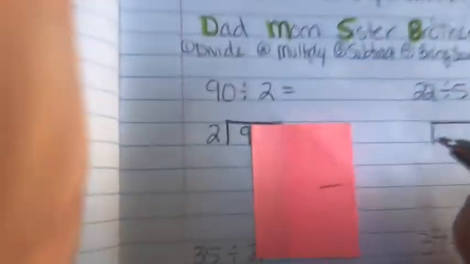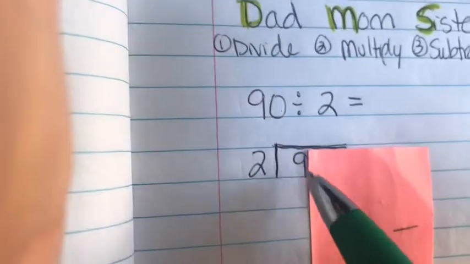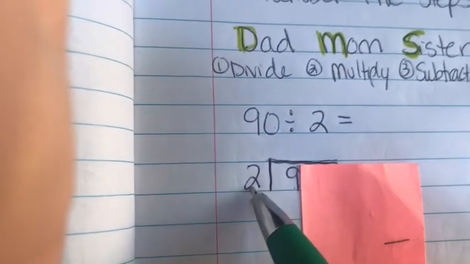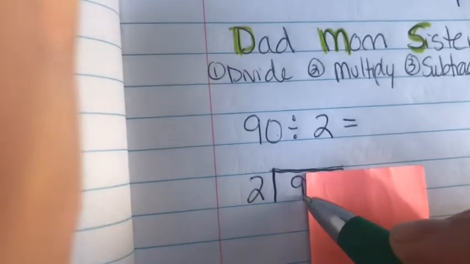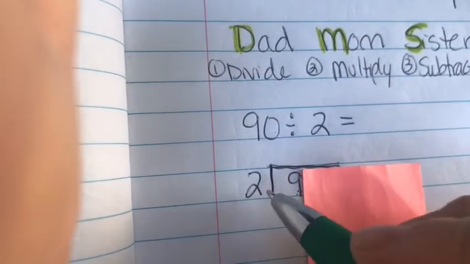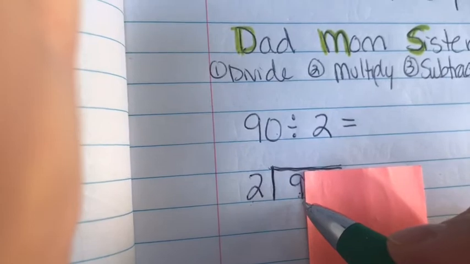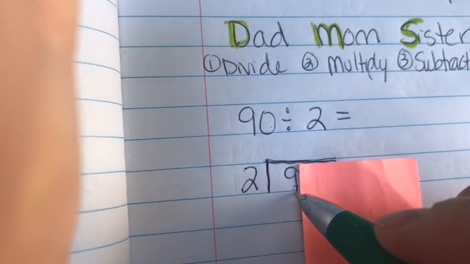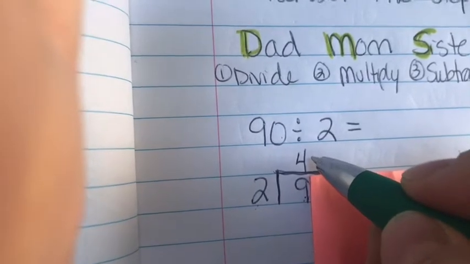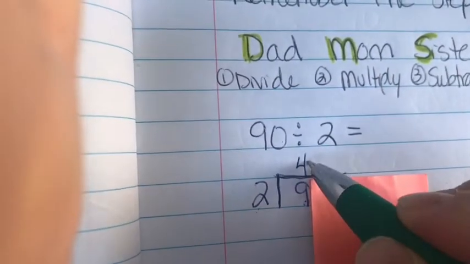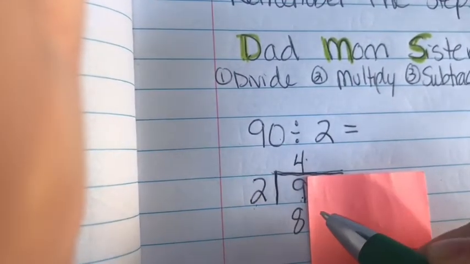Okay, so here we go. So now we think about dividing 9 into groups of 2. So I'm on the D for Dad. Okay, so how many times can I divide 9 into groups of 2? Or what times 2 gets me as close to 9 as I can without going over? Well, that'll be 4 groups. Okay, and then I'm going to do the multiplying. 4 times 2 is 8.